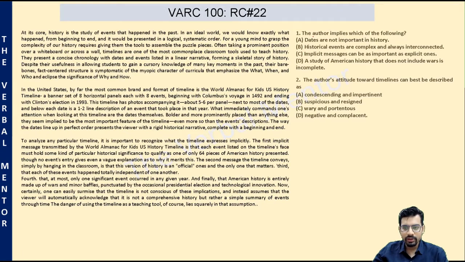The author implies which of the following? Let's see. Option A, dates are not important in history. Author does not think that dates are not important. What he thinks is that dates are not the only important thing. So dates are important, but the context of event is also important. So this is factually twisted.